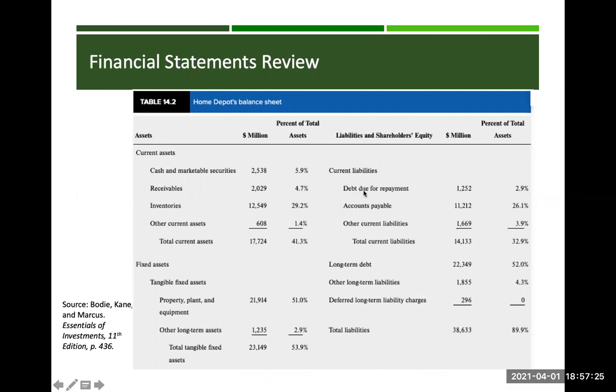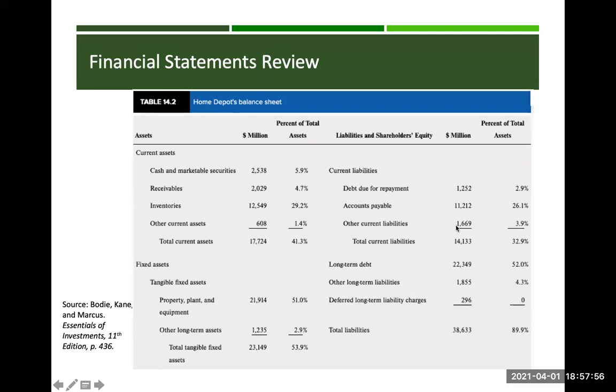Liability side, current liabilities, debt due for repayment. So that's long-term debt that was issued, but now it's less than 1 year. So now it becomes a current liability. It has to be paid in the current year, in the coming 12 months. Accounts payable, they have to pay their suppliers. They have the inventory of goods, their purchases have been recognized as revenue, but they have yet to send the cash payments over.